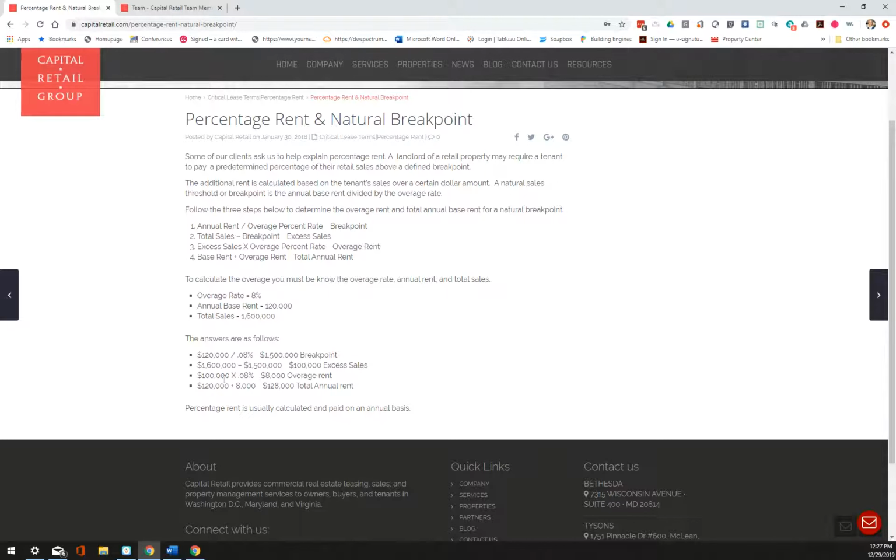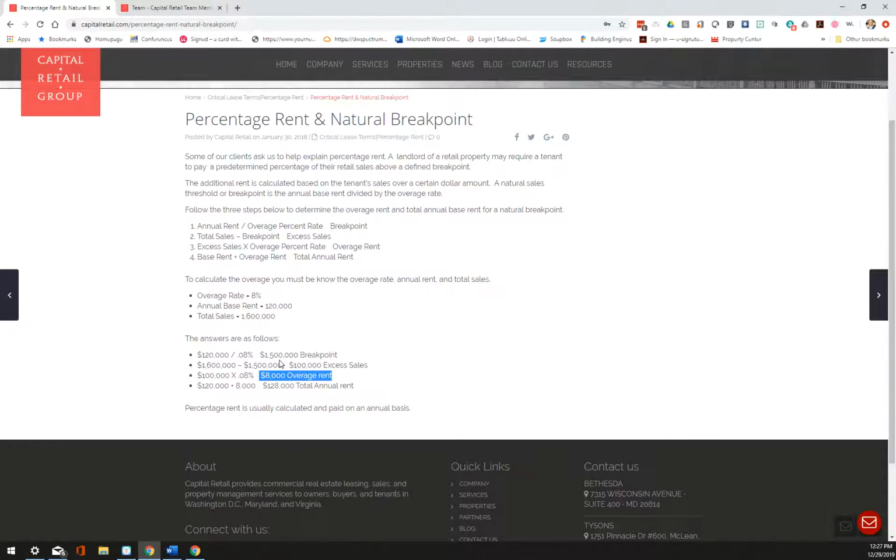I'm going to take that $100,000 and now I have to multiply that by 8%. And here you go. If I'm the tenant, I owe $8,000 to the landlord in addition to the annual base rent, which was calculated as $120,000. So it's $120,000 plus $8,000 for $128,000.